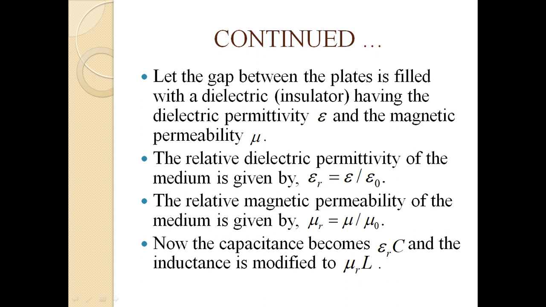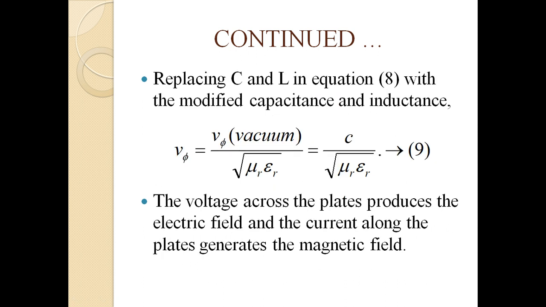Now, the capacitance becomes epsilon R C and the inductance is modified to mu R L. Replacing the capacitance C and the inductance L in the above equation with the modified capacitance and inductance, we get the phase velocity of the system, V phi, equal to V phi vacuum divided by root of mu R epsilon R. This is equal to c by root of mu R epsilon R.